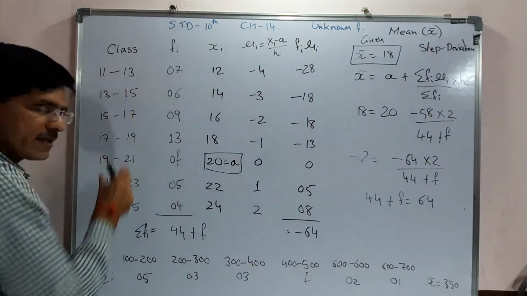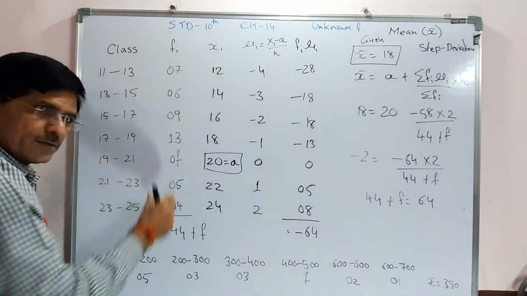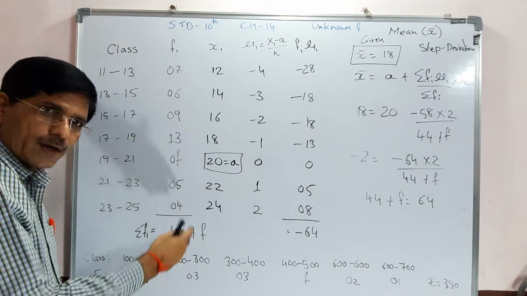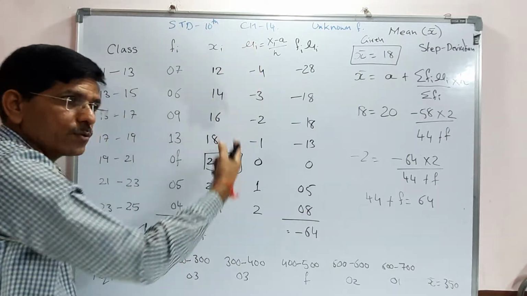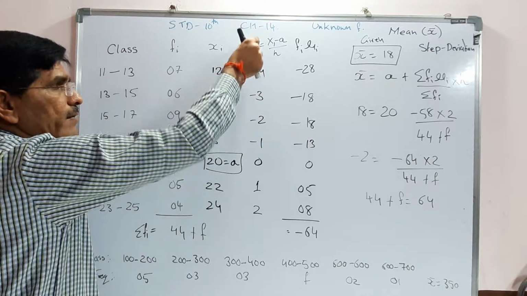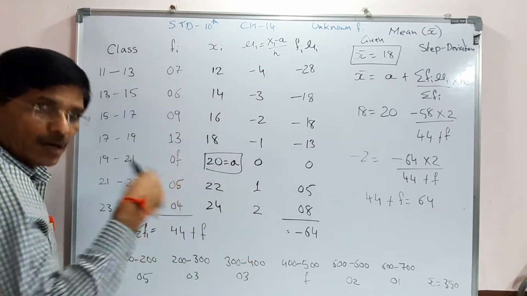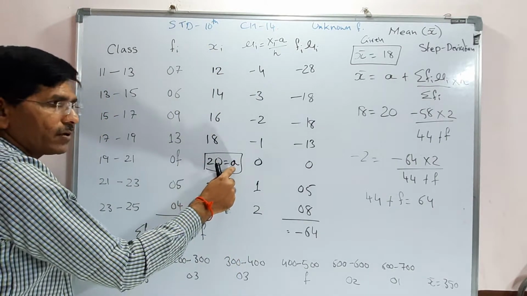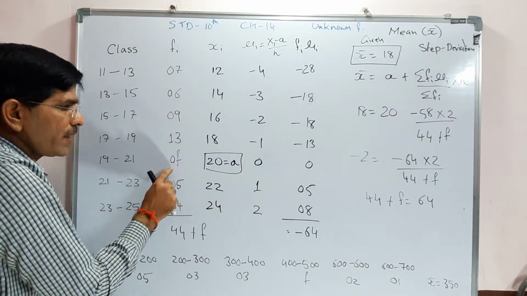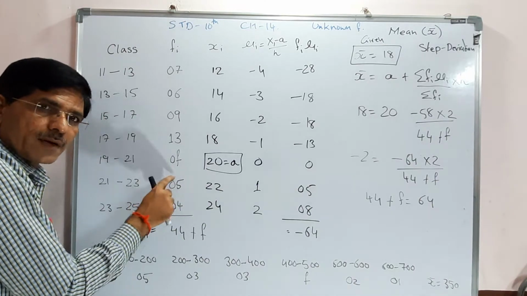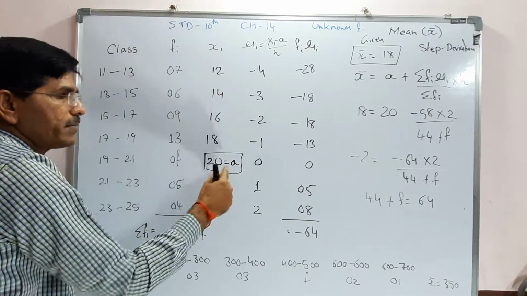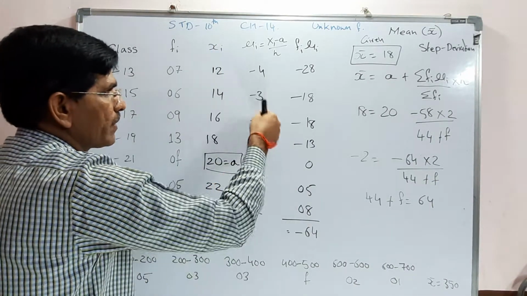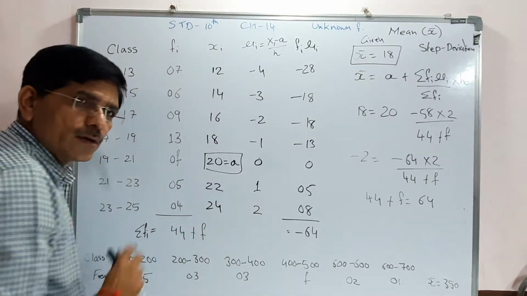First, class here we have written fi, xi, and we have to find out ui. Always xi minus a, where we have to take a, wherever frequency is highest, we assume a. Then xi minus a gives 0, -1, -2, -3, -4, 1 and 2.